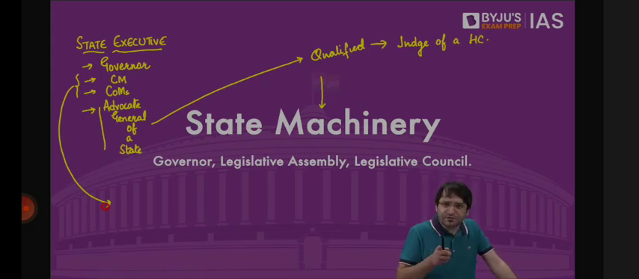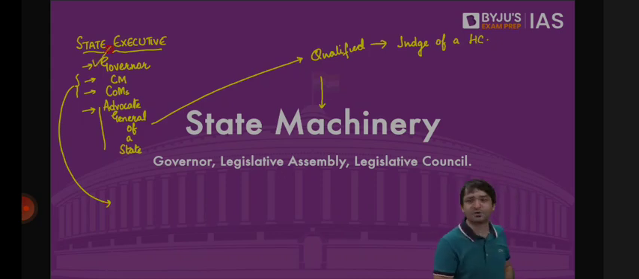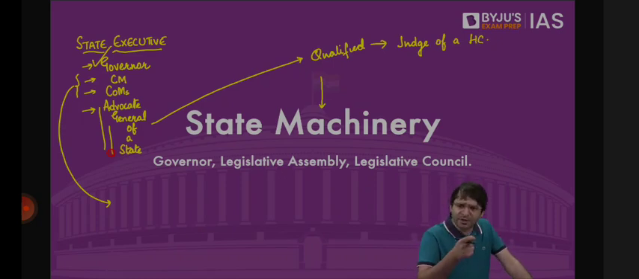But only on the advice of the chief minister, other council of ministers can be appointed, just like at the center. The advice tendered by council of ministers and the chief minister is binding on the governor. Whether that is true or not, we will discuss separately in the office of the governor. On the advice of the chief minister, the chairperson of the State Public Service Commission, the advocate general of a state, the chairperson of the State Finance Commission, all these important appointments are made.